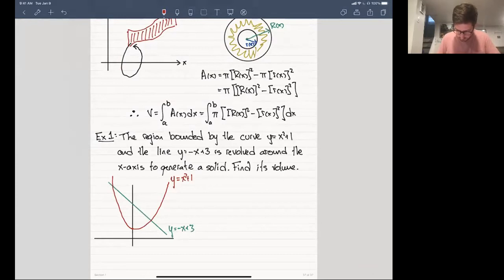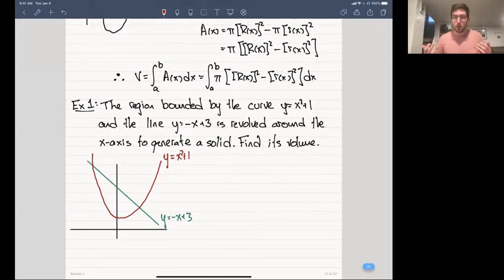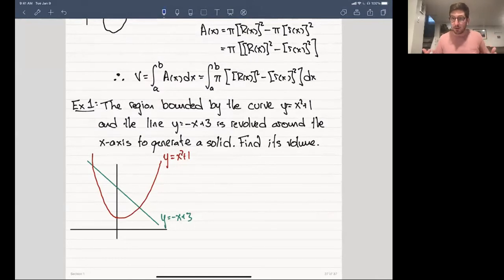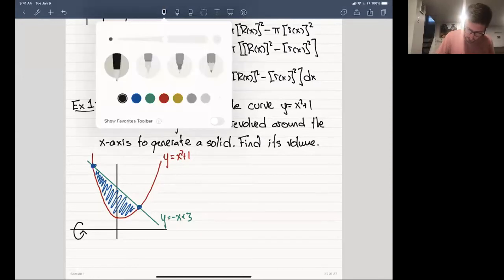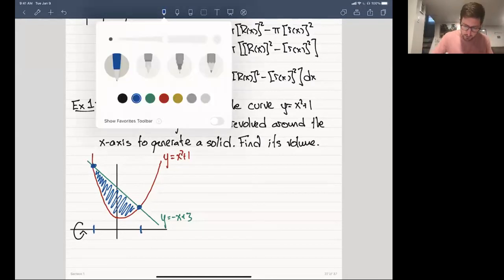I think I zoomed out too far here. Okay, that should be a little easier to see. So the first question we have to ask ourselves is, what is the area that we're going to revolve? Well, that's going to be this area, between these points of intersection, right in here. And then we're taking that and wrapping it around the x-axis. And so the question becomes, what are these left and right extremities? And what are the inner and outer radii?